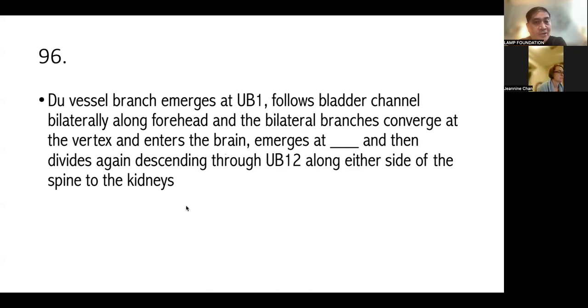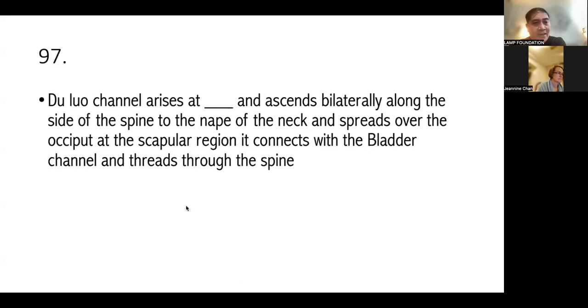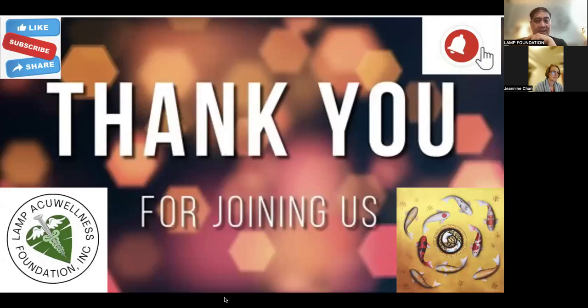Anong answer mo dito? The two-vessel branch emerges at bladder 1, follows the bladder channel bilaterally along the forehead, and the bilateral branches converge at the vertex. Du 15 po, Doc. Du 16. And finally, the Du luo channel arises at... Du 1 po, Doc. Okay, very good. So let's end this.